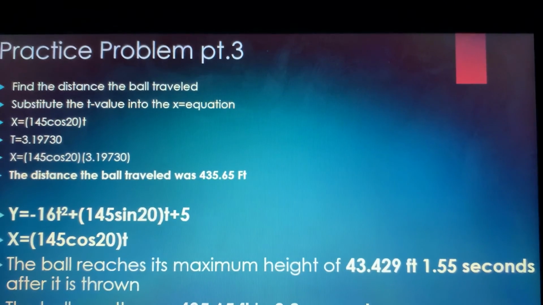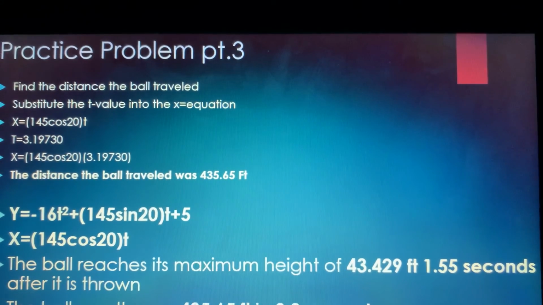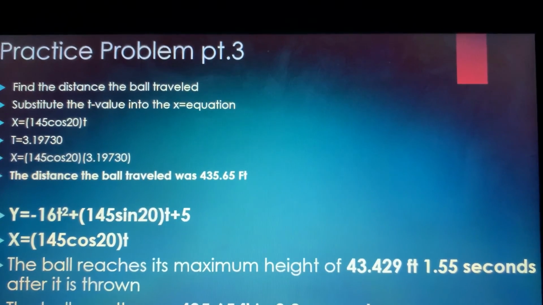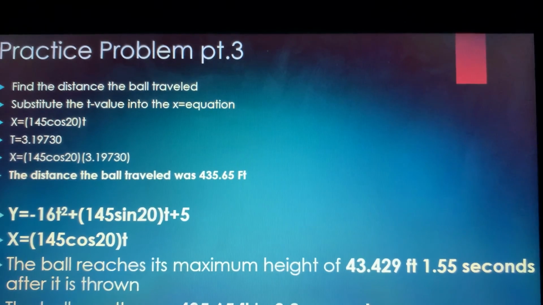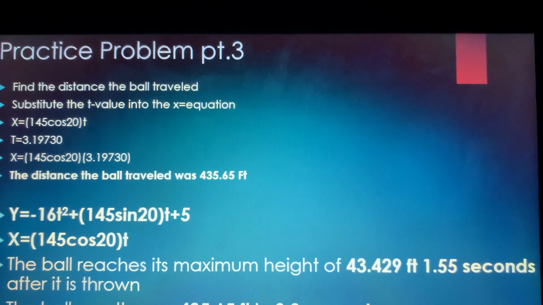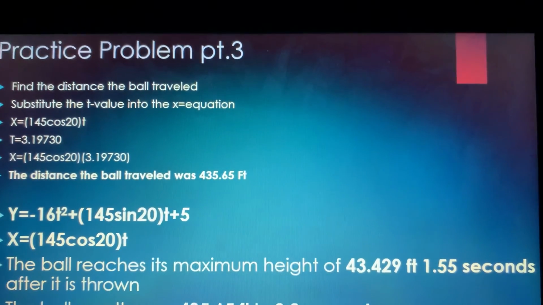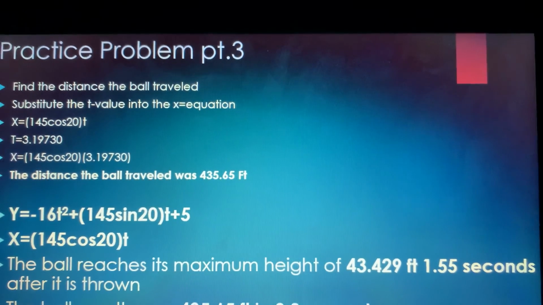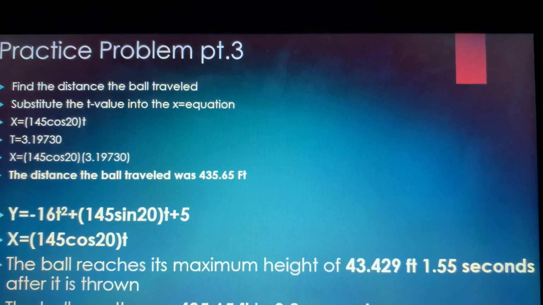So our answers, we have them here. We had to find the parametric equations, which we got: y equals negative 16t squared plus 145 sine of 20t plus 5, and x equals 145 cosine of 20t. And we got the ball reaches its maximum height of 43.429 feet, 1.55 seconds after it's thrown. And the ball was thrown 435.65 feet in 3.2 seconds.